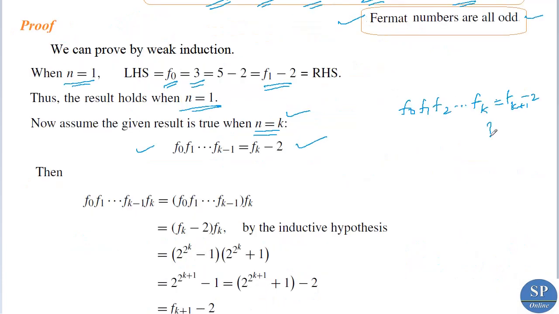For that, the left-hand side is f0, f1 etc. f(k-1) into f(k). But we have from the assumption that f0, f1 etc. f(k-1) is f(k) - 2. So replacing that, we get (f(k) - 2) into f(k). This is by the inductive hypothesis.